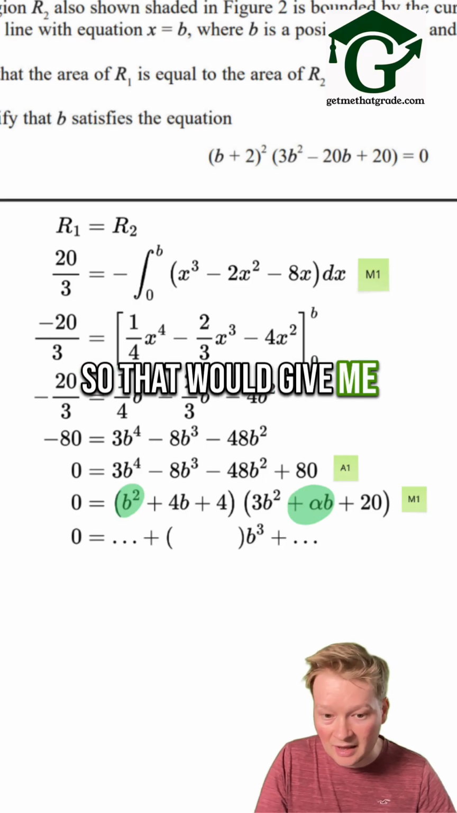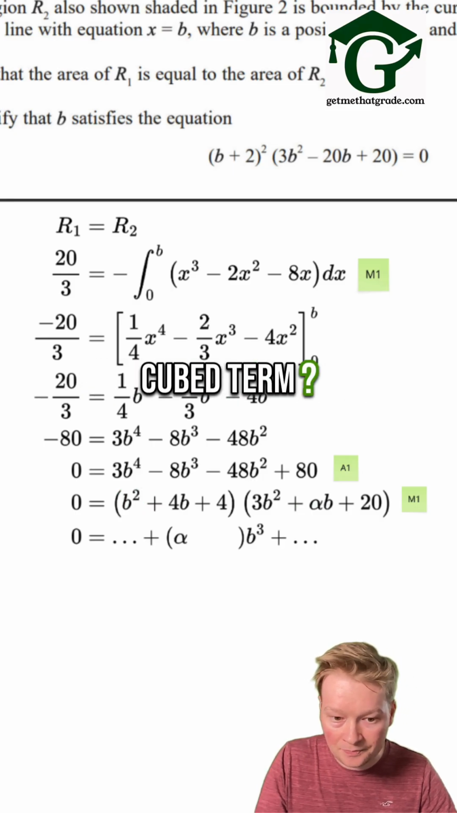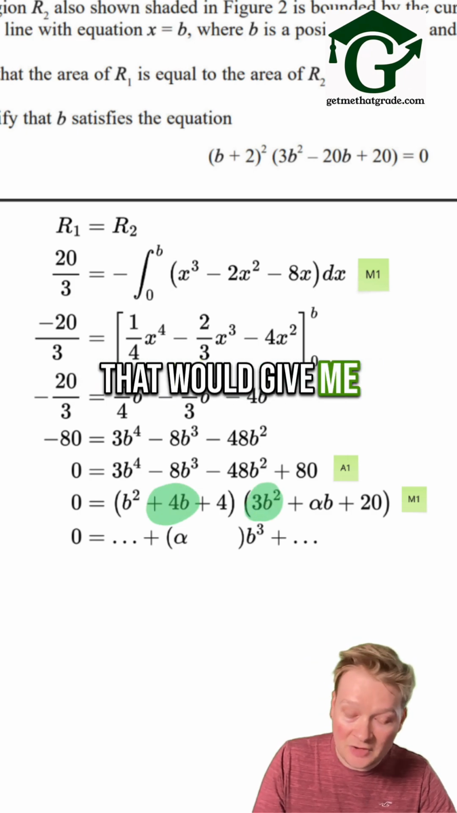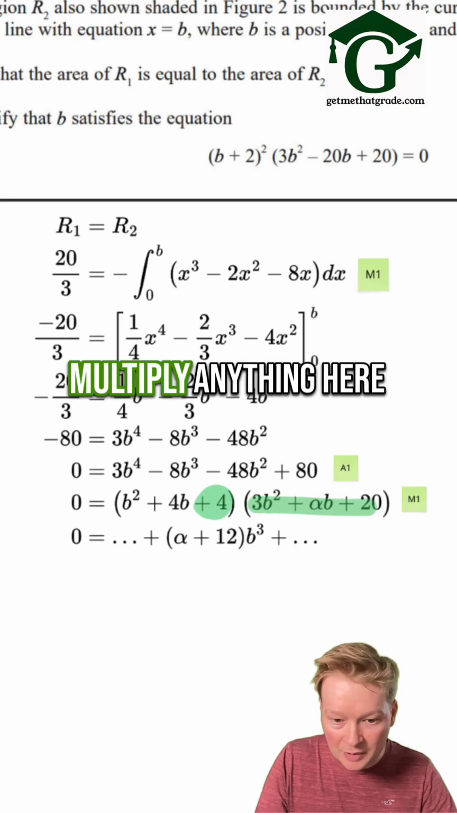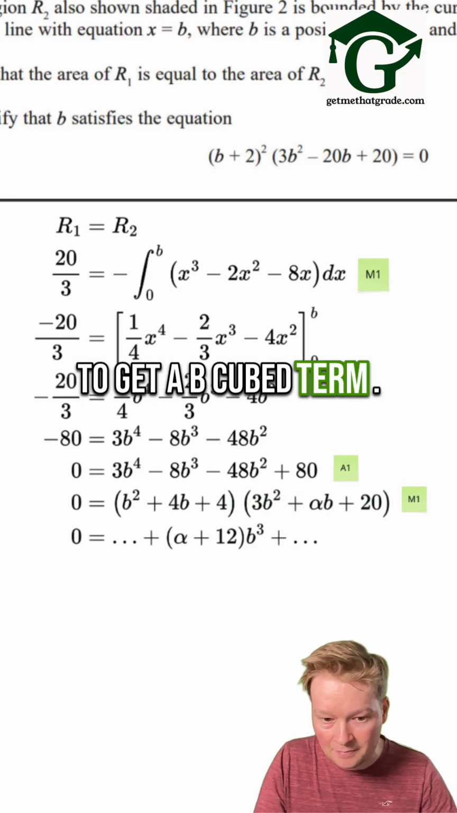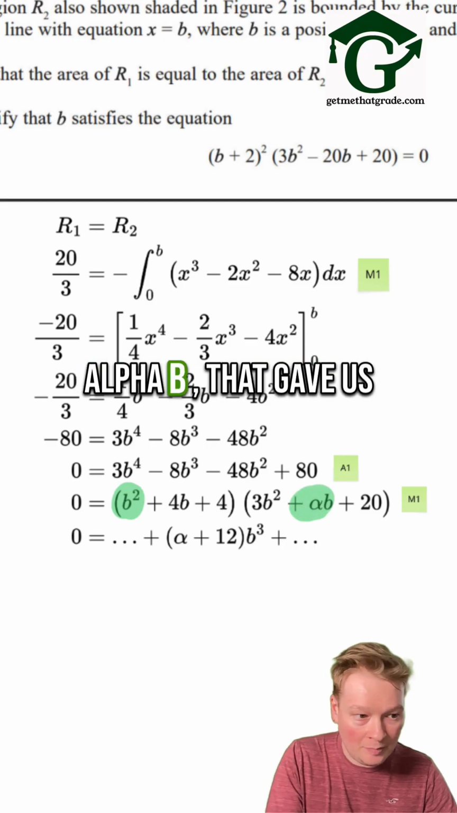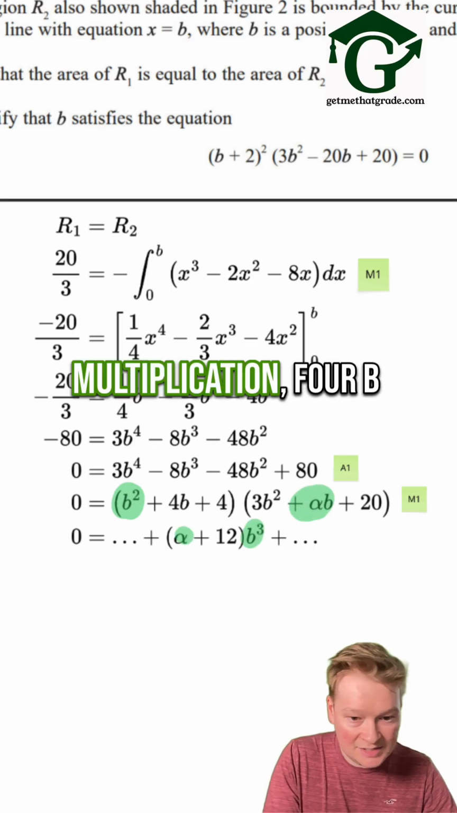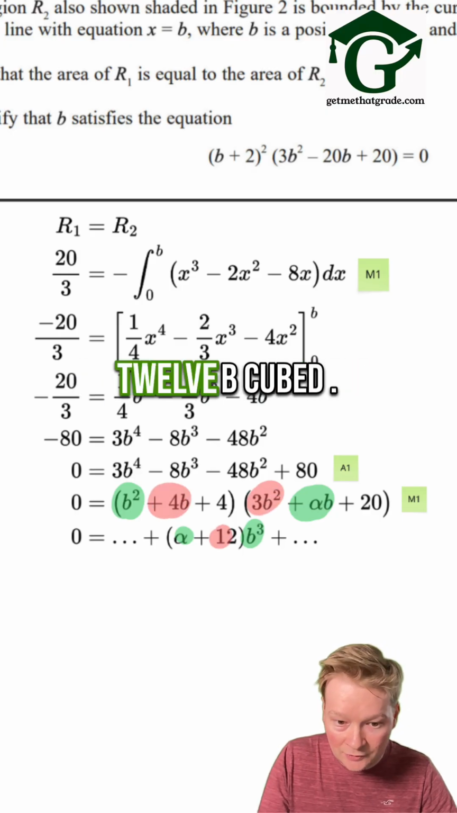So that would give me alpha b cubed. What other way is there of getting a b cubed term? Well, I could multiply this 4b by this 3b squared. That would give me 12b cubed. But there's no other way. This 4 can't multiply anything here to get a b cubed term. So we had this multiplication, b squared multiplied by alpha b, that gave us alpha b cubed. And we also had this multiplication, 4b multiplied by 3b squared, that gave us 12b cubed.